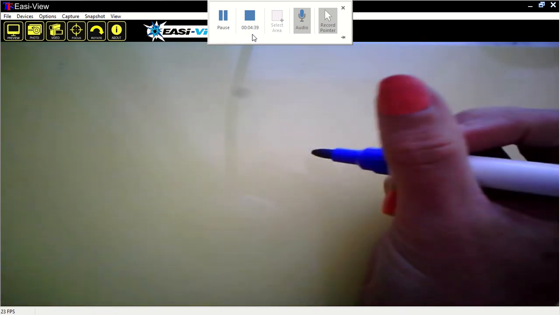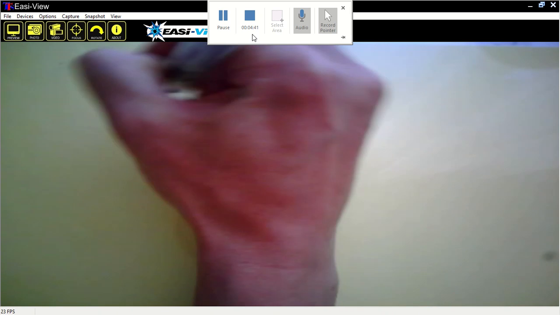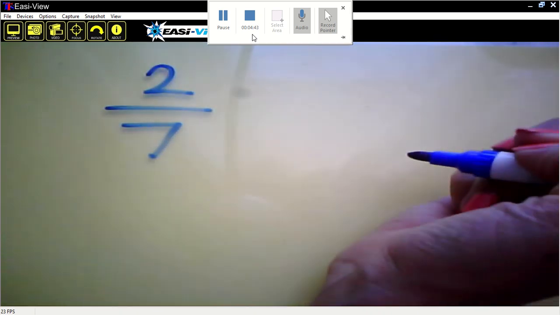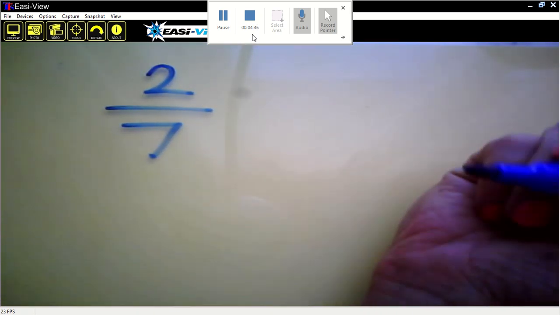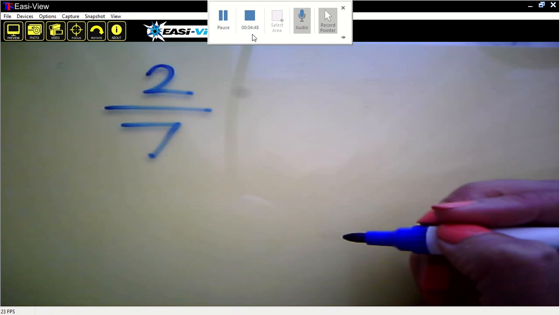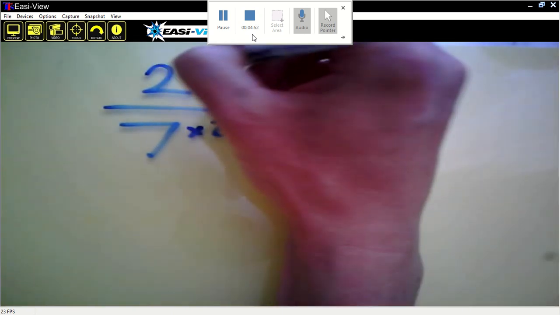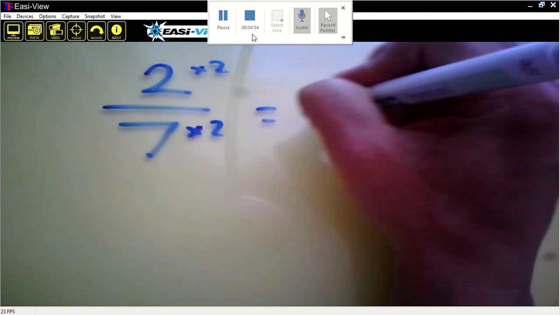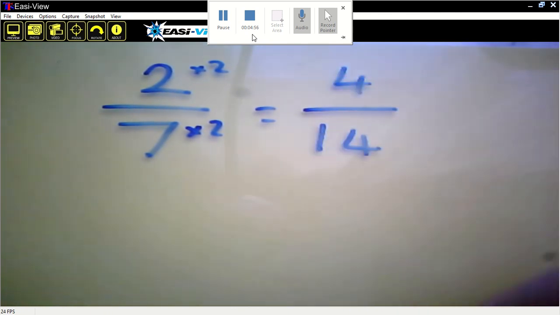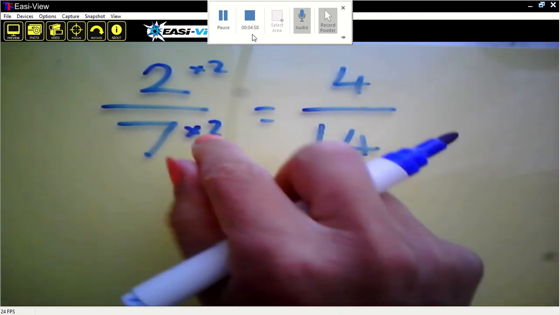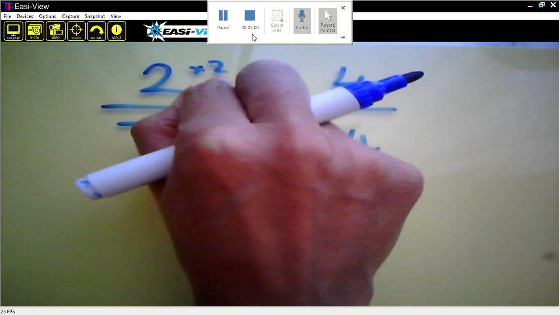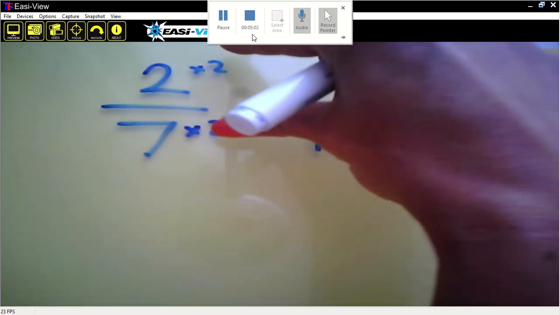Okay, write a fraction that is equivalent to 2/7. Okay, equivalent means it's got the same value, but it's going to have a different representation. So I could decide to multiply them both by 2, and I would get 4/14. That's an equivalent fraction, because whatever I've done in my denominator, I also do it in my numerator, so you keep the value the same.